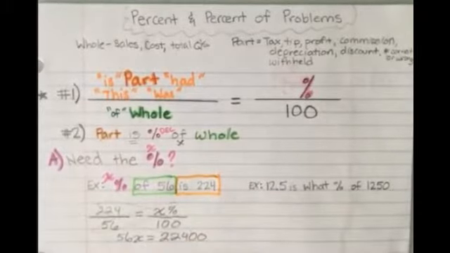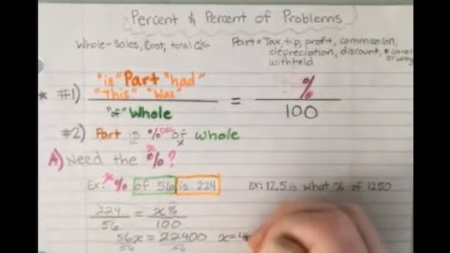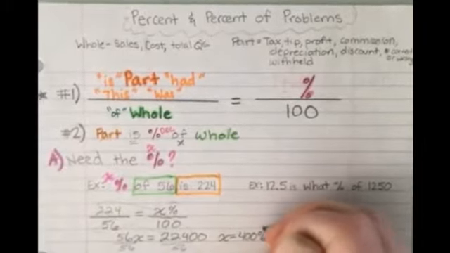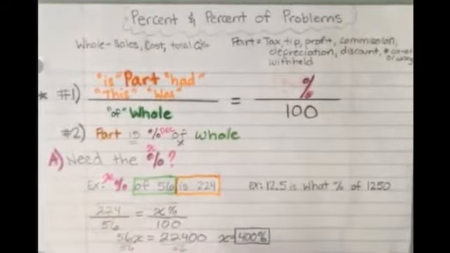Now you must get x by itself. In order to do that, you're doing inverse operation. So divide by 56, divide by 56. That means your x equals 400, and do not forget, you need to have the percent sign. You are looking for the percent. And how do you remember to put the percent there? Notice next to the x, I put the percent on that. So that way you remember, if you're looking for the percent, you need the percent symbol.